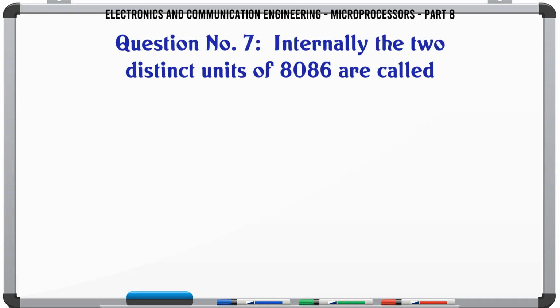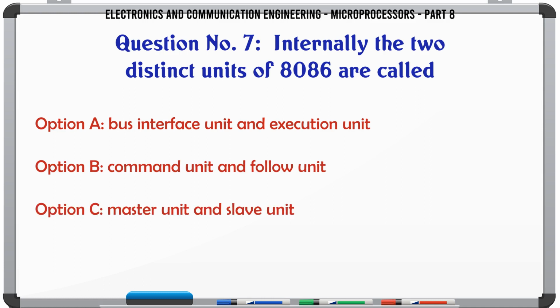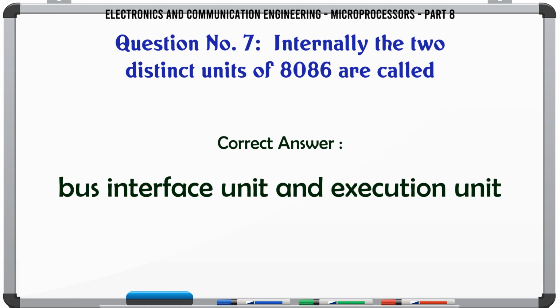Internally, the two distinct units of 8086 are called: A, bus interface unit and execution unit; B, command unit and follow unit; C, master unit and slave unit; D, memory unit and operation unit. The correct answer is bus interface unit and execution unit.